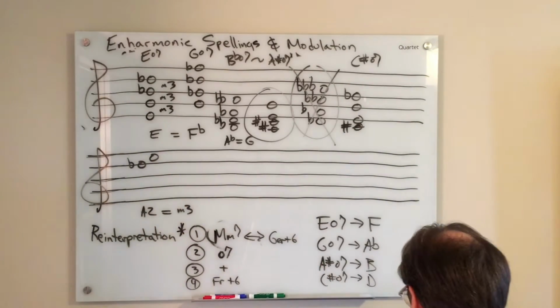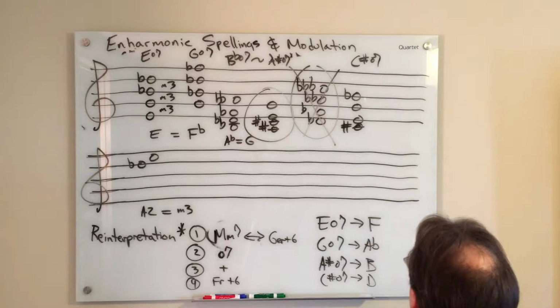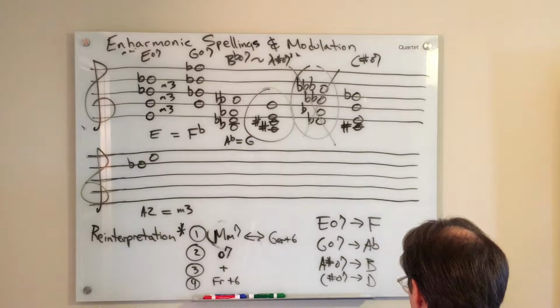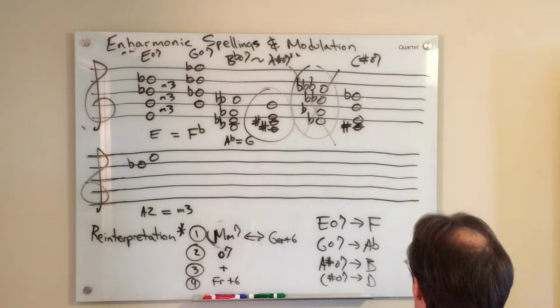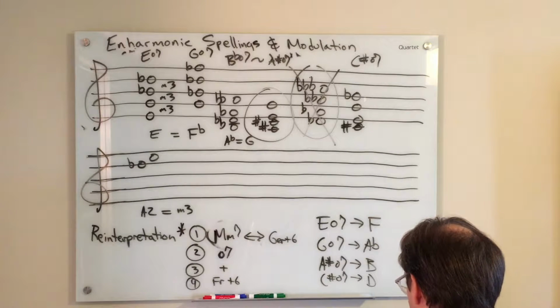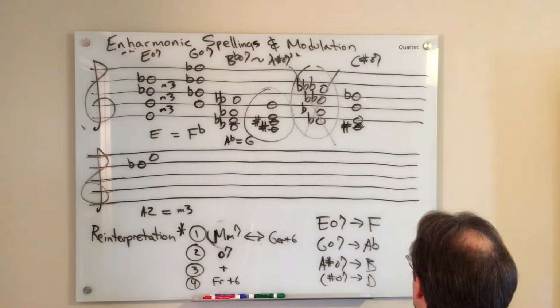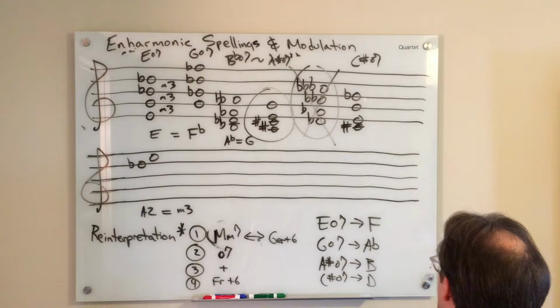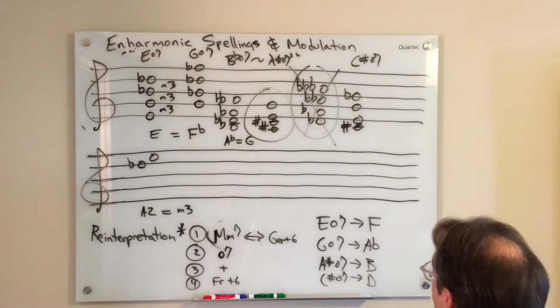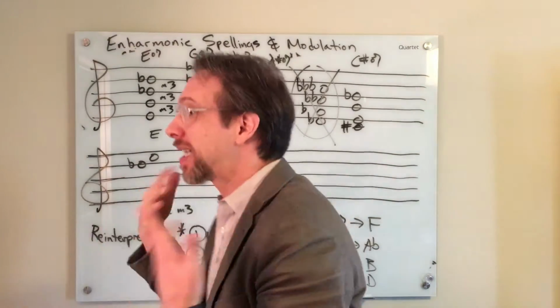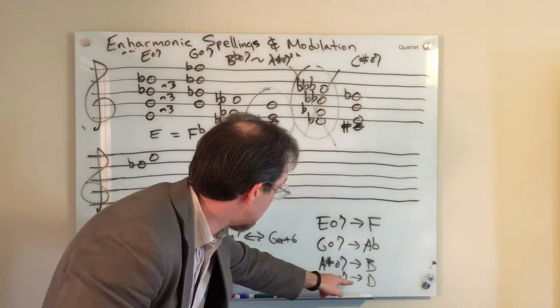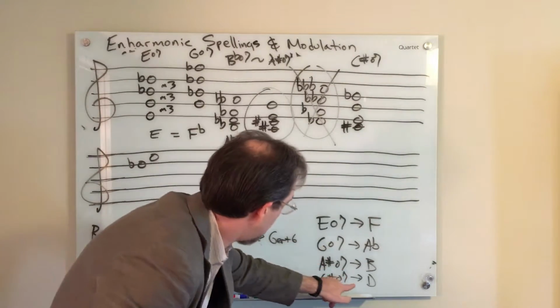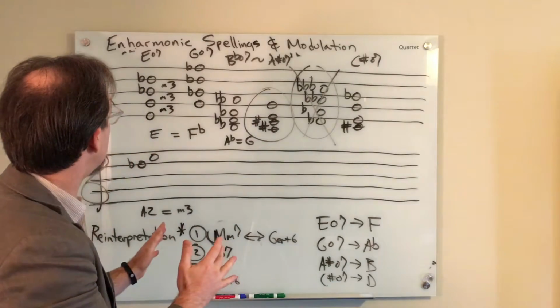So you hear this sonority, it could go to F minor, A flat minor, B minor, D minor. Any one of those would make sense to the ear because this chord makes sense. All these progressions make sense of what we've already talked about.